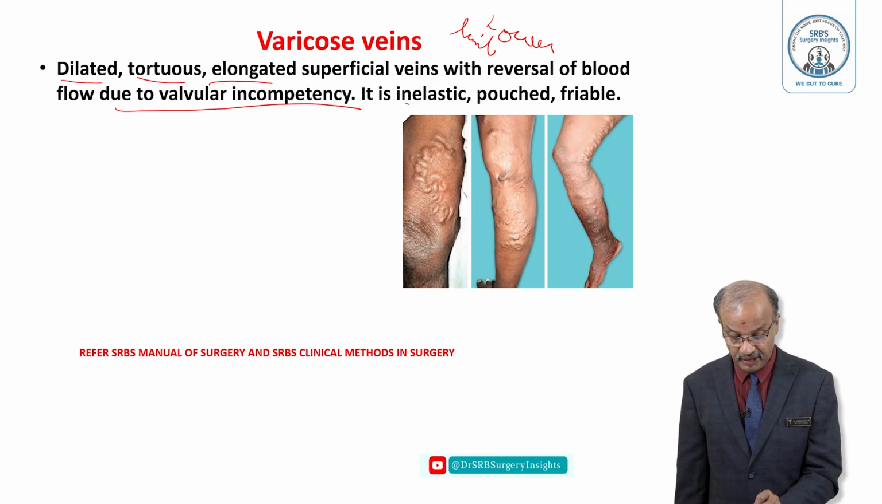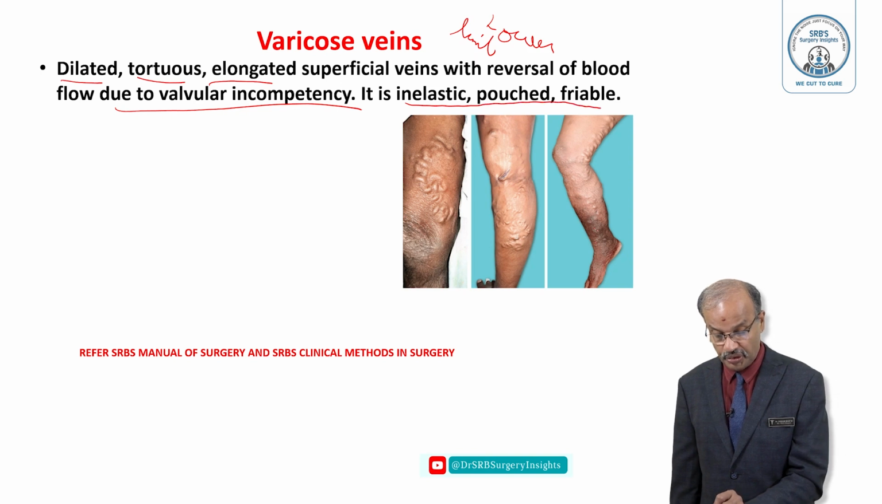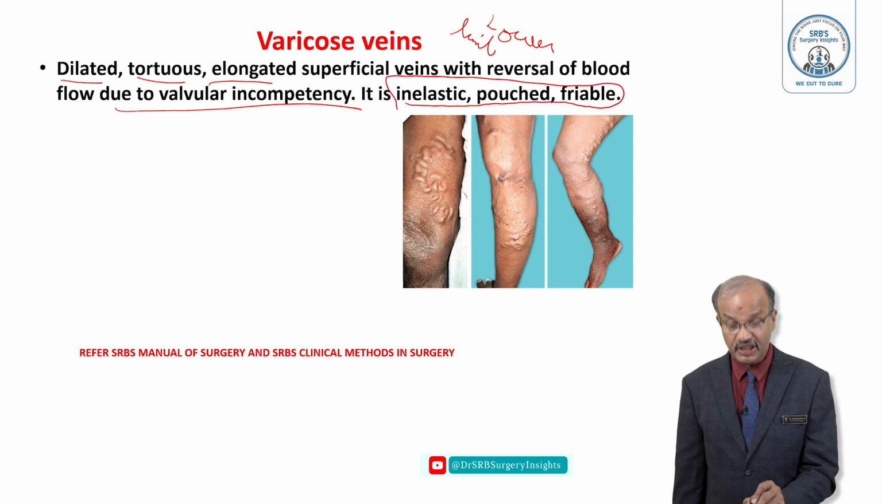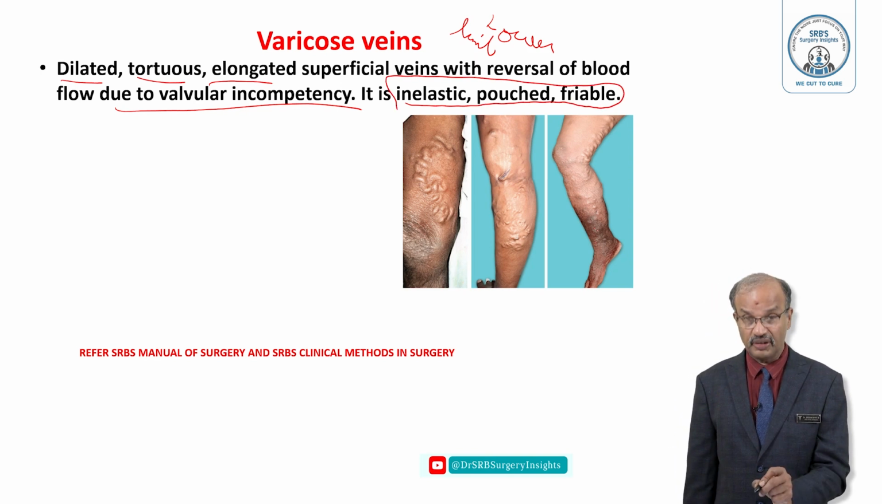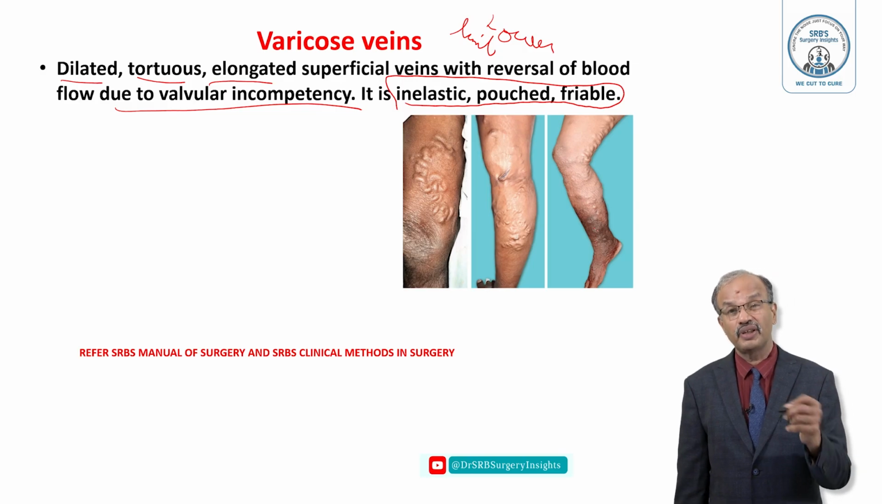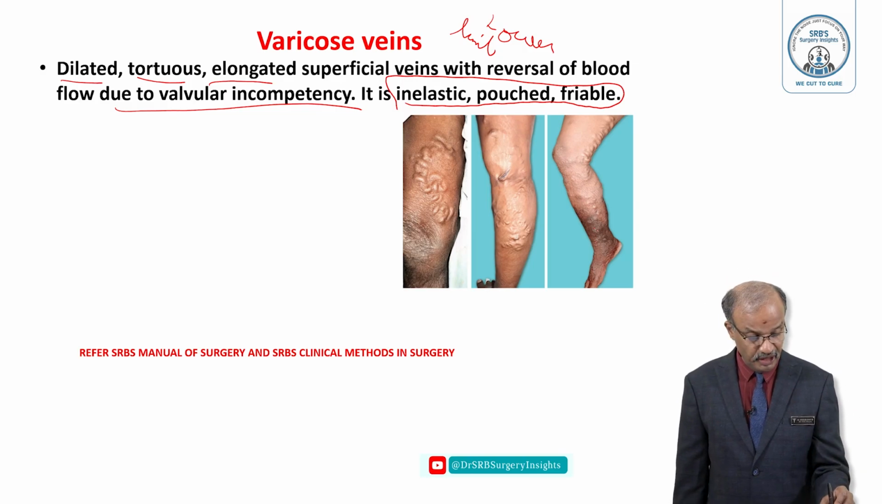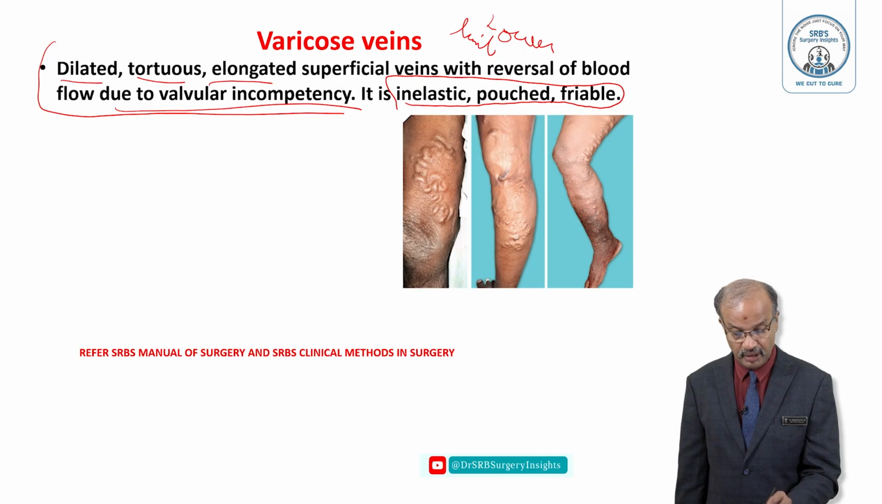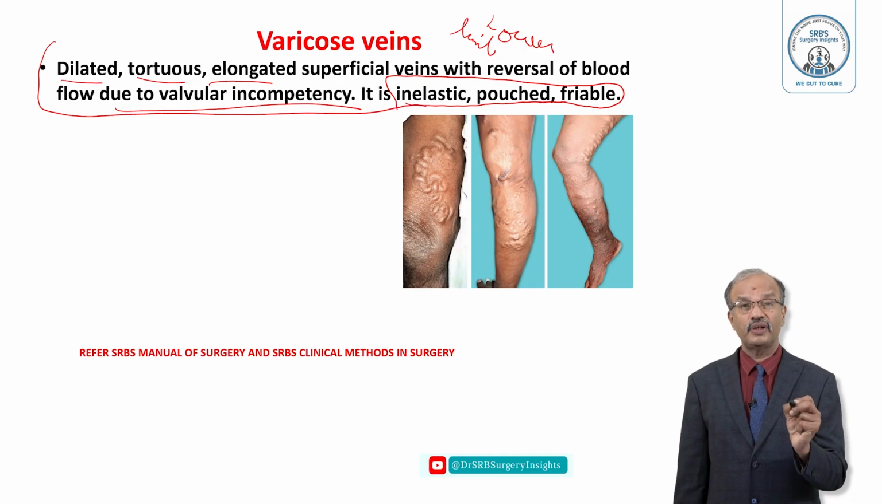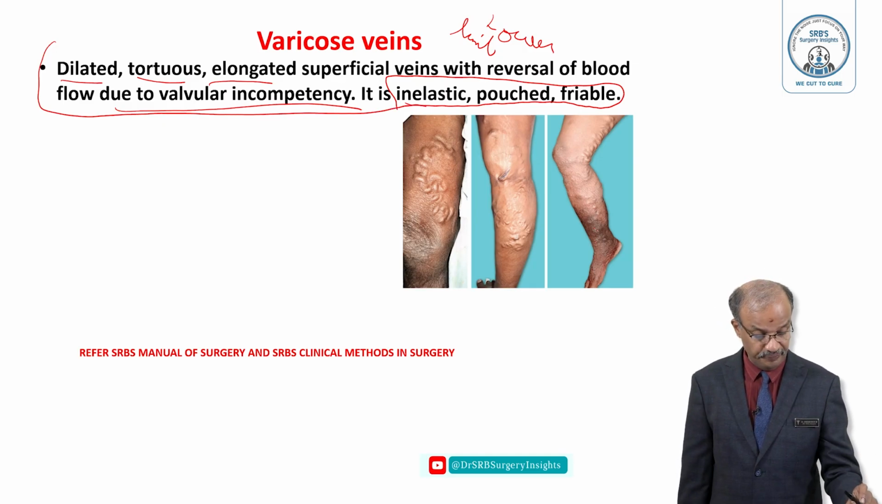The vein is inelastic, pouched and friable, so elasticity is lost. That is the most important. It bleeds a lot because it is friable and doesn't have normal structure. So this definition is very, very important. Remember, you should be able to define what a varicose vein is when you are asked.